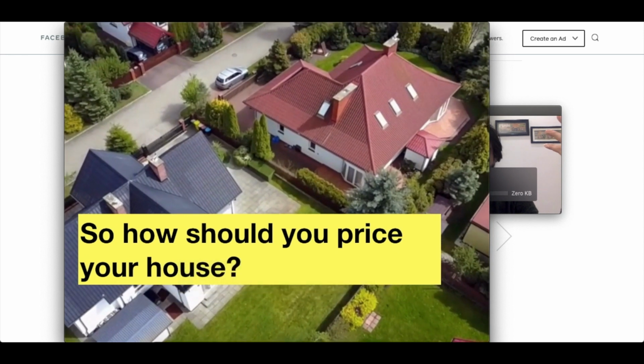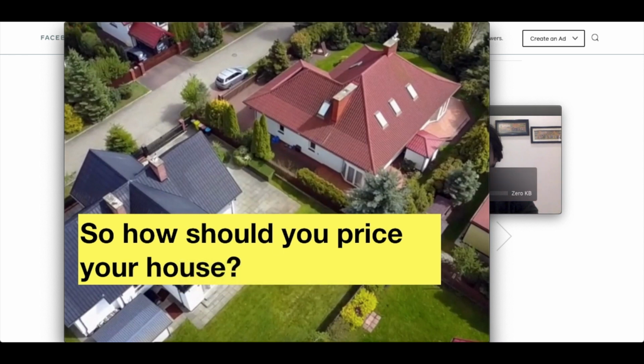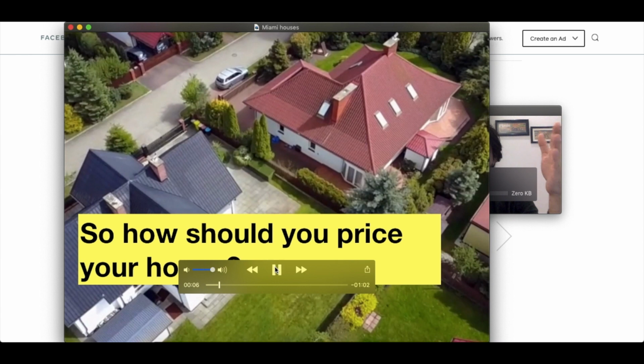Again, so how should you price your house? Again, coming down to their pain point, so we hook them in. They saw over 30,000 homes are sold. Now we are saying how should you price your house? It hooks them in. We touched upon their pain points, so now they'll keep watching the video.